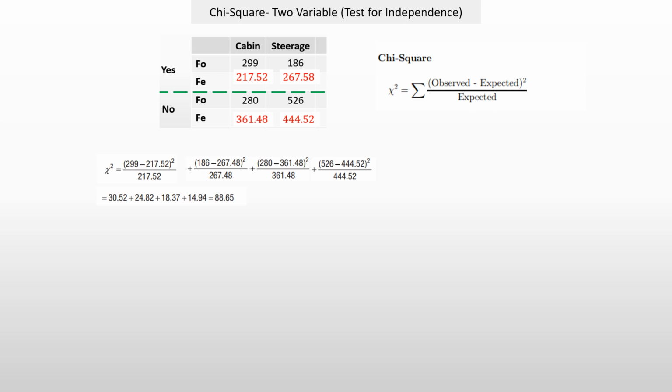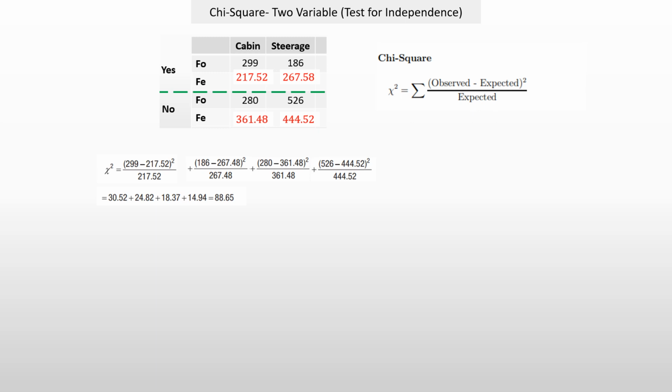So if our value, the 88.65, is higher than the critical value, some critical value that we will find in a standard table, we reject the null hypothesis and accept the alternative one. But if our value is lower than the critical value, we accept the null hypothesis.